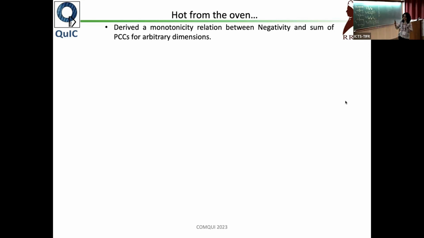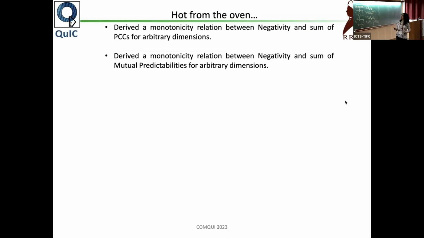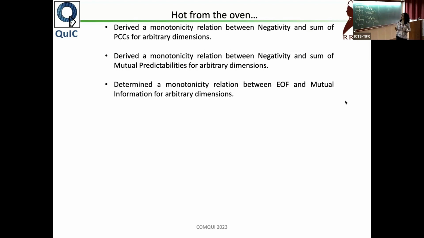Instead of trying to do this tomography and extracting the measure, we actually related statistical correlation measures with measures of entanglement by perfect monotonic relation. So this was a theory work which preceded the experiment. And so we derived the monotonicity relation between negativity, which is a measure of entanglement, and Pearson correlation in arbitrary D. Then again, negativity and sum of mutual predictabilities in arbitrary D. And then entanglement of formation, which is yet another measure of entanglement, and mutual information, which you all know is a very well-known statistical measure in arbitrary D.